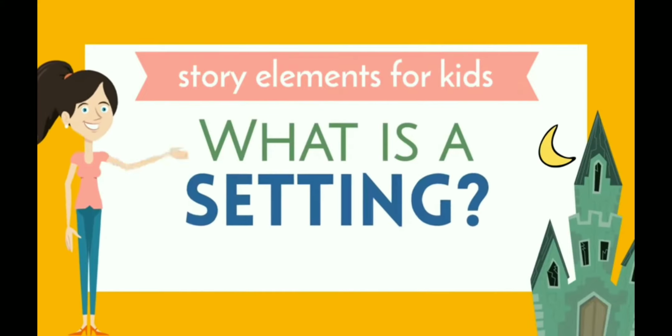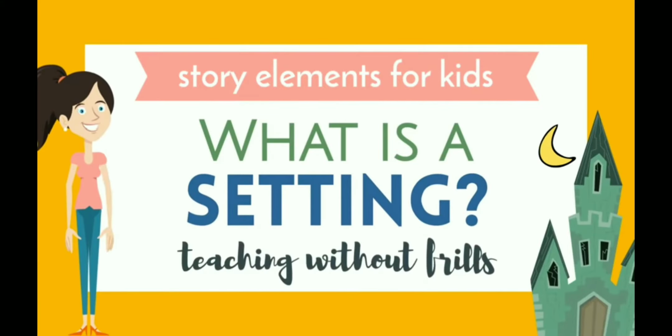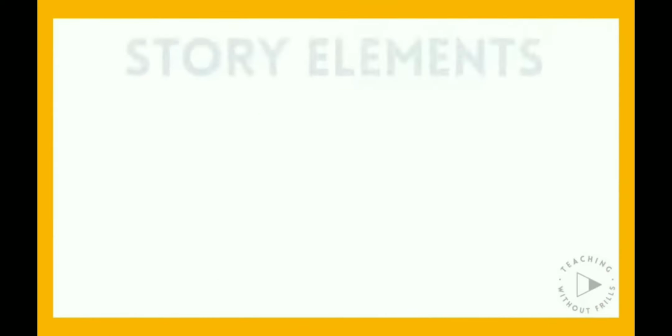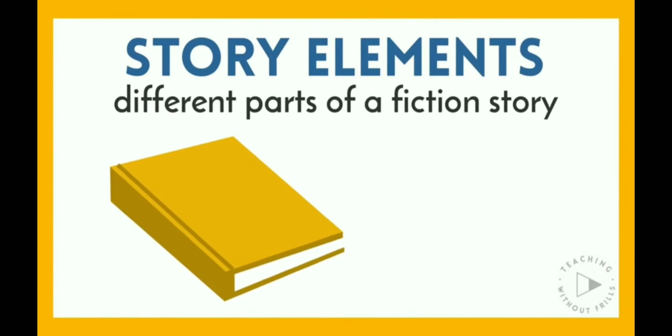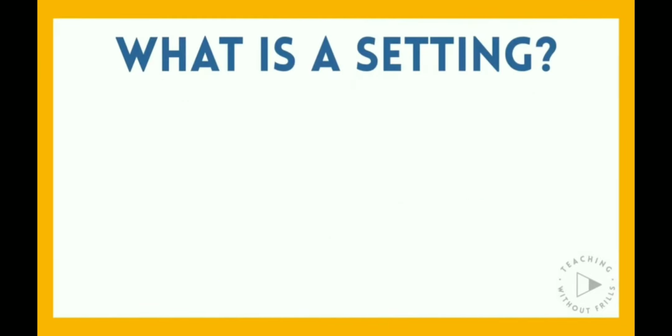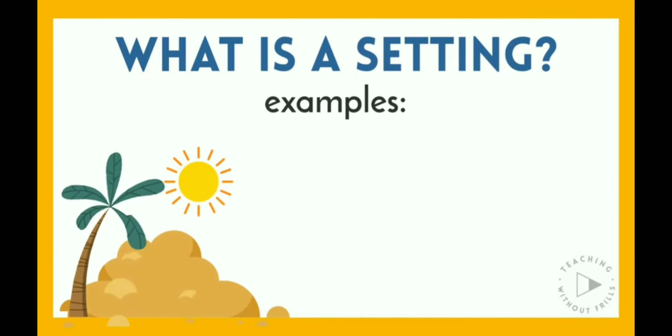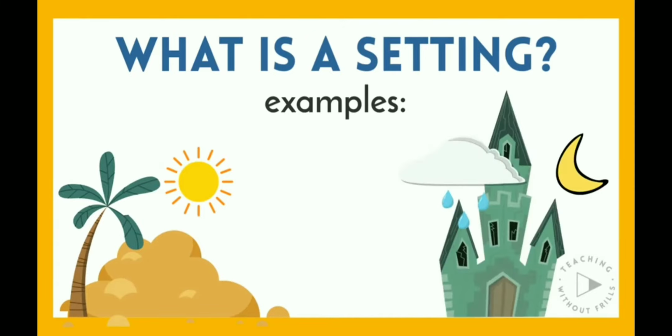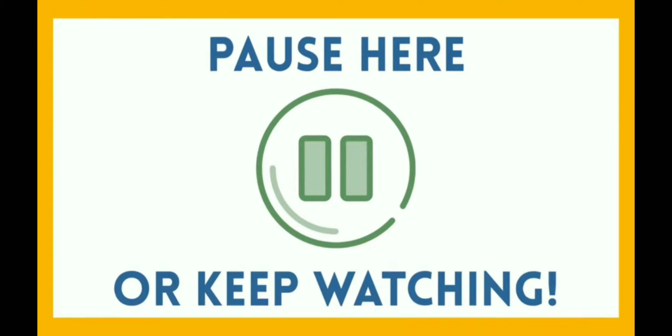What is a setting? By Teaching Without Frills. Story elements are the different parts of a fiction story. The setting is an important story element. Can you figure out the definition of setting from the following examples? The setting might be a hot, sunny day at the beach during the summertime. Or it could be a cold, rainy night at a haunted house in October. So what do you think the definition of setting is? Pause here to think, or keep watching to find out.